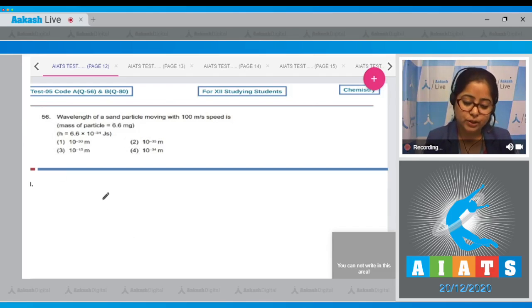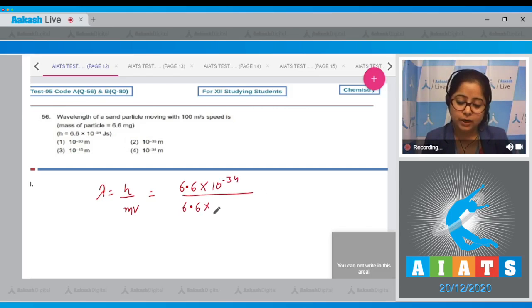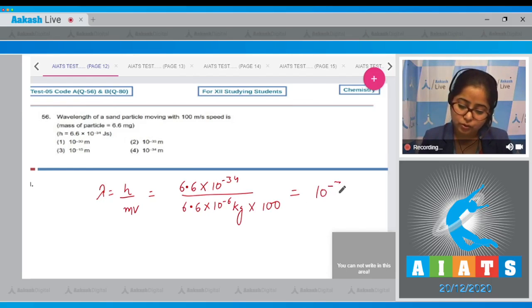According to the de Broglie equation, lambda is equal to h upon mv. The value of h is 6.6 into 10 raised to the power minus 34, upon mass, which is given as 6.6, but we have to take mass in kilograms. So I'm writing 10 to the power minus 6 kilogram, multiplied by velocity, which is 100 meter per second. Then the value will be 10 raised to the power minus 30 meter. That means the correct answer is option number 1.